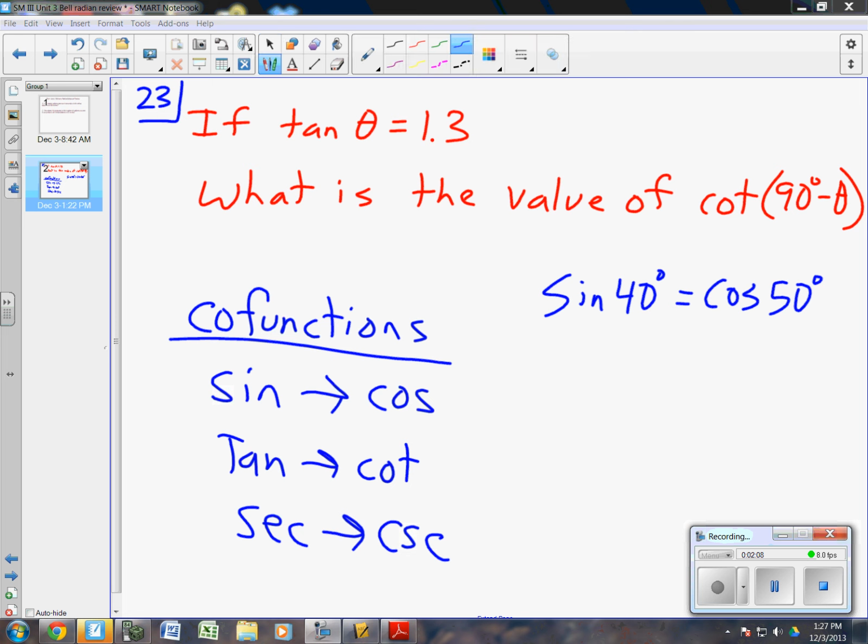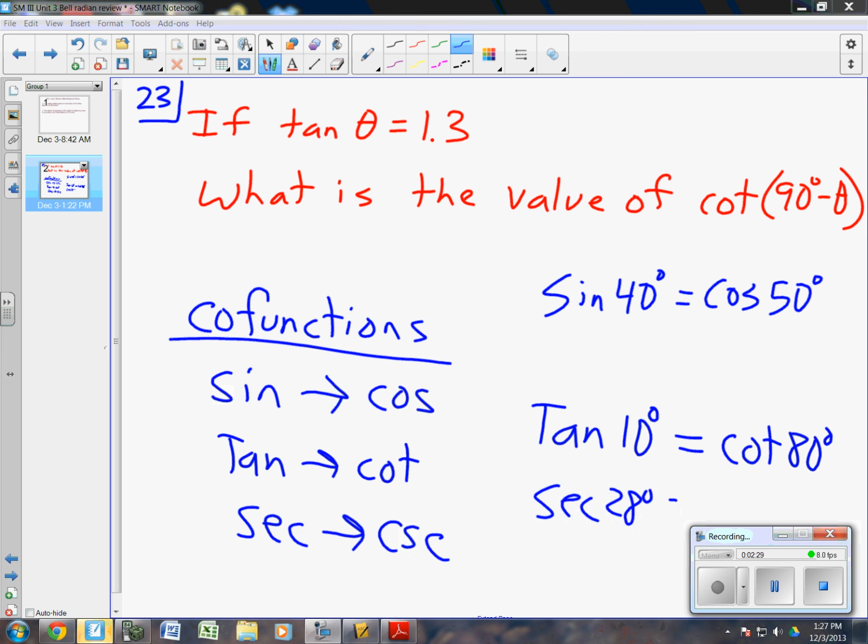So, like, the tangent of 10 degrees would be equal to what? The cotangent of 80 degrees, because 80 plus 10 add up to 90, and tangent and cotangent are cofunctions. The secant of, let's say, 28 degrees is equal to what? The cosecant of 62 degrees, right? Because 28 and 62 add up to 90, and secant and cosecant are cofunctions.